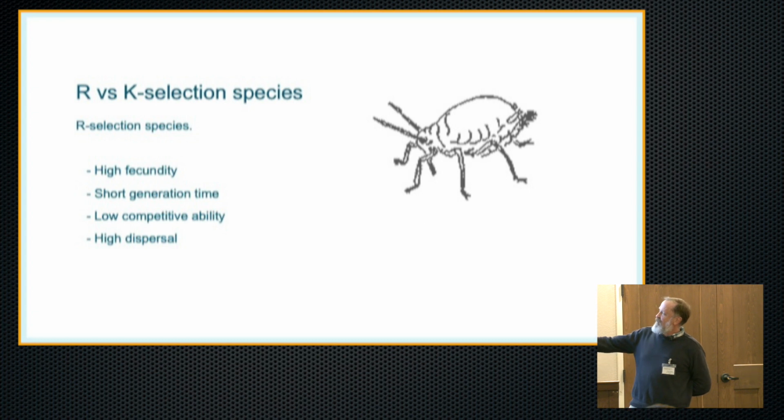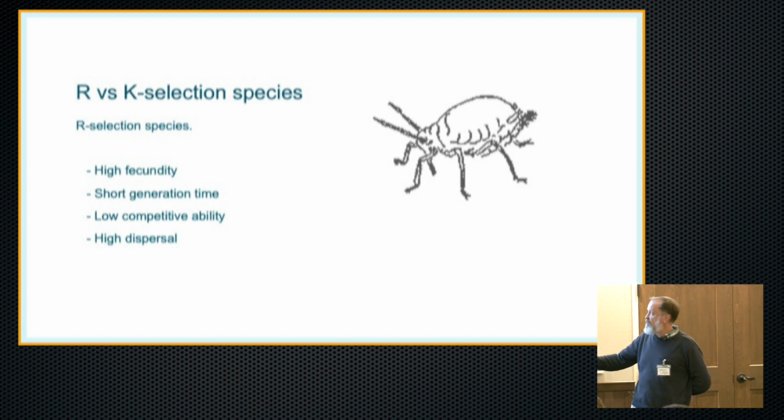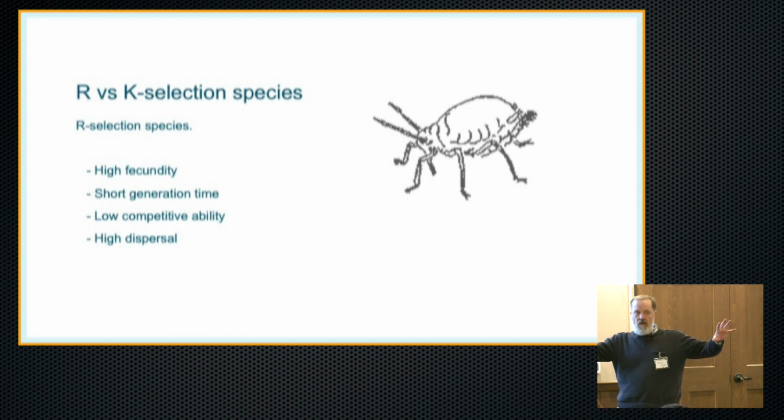So R species have high fecundity. They have a lot of offspring, short generation time. They're not competitive, and they're high dispersal, and they tend to be pioneer species. So these are things that have lots of offspring in a hurry. That's their strategy. That's how they're going to persist. And they take off quickly, and this tends to be your pest species. They tend to come into an area, reproduce really quickly, and take off fast.